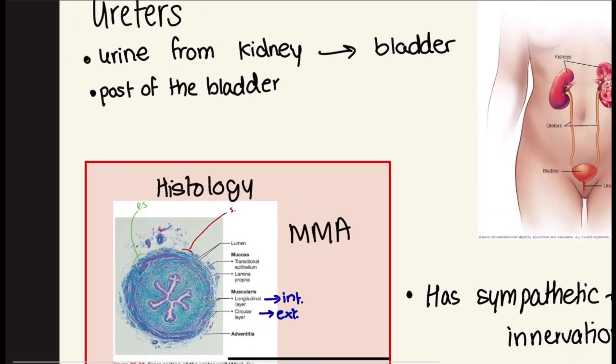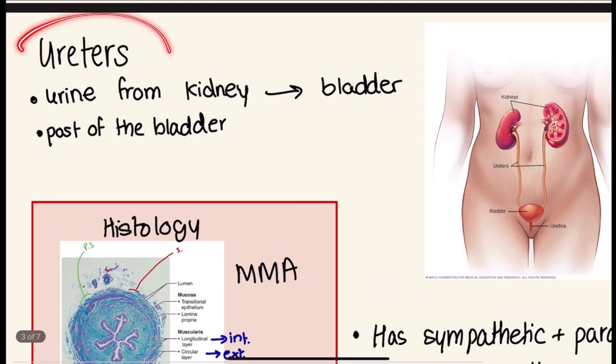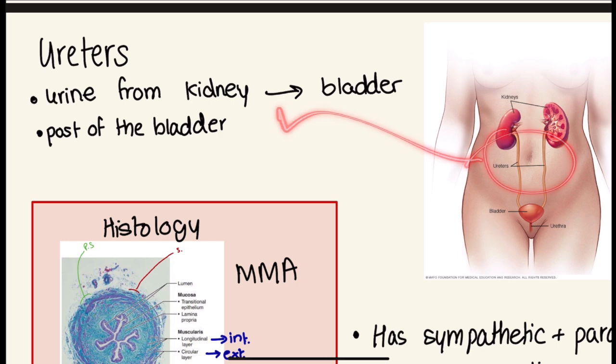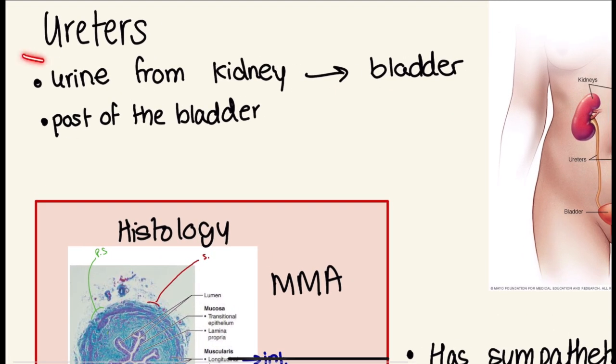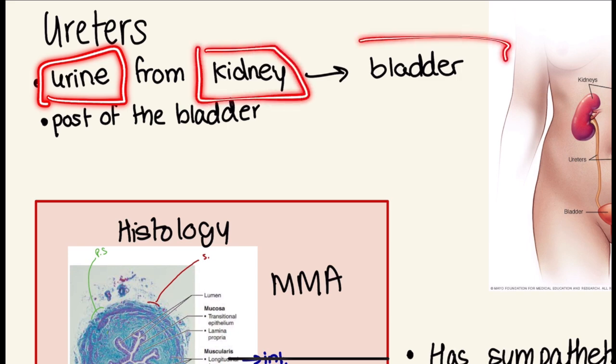Okay, now let's actually look at some structures, right? So ureters. Let's first look at the function, then we're going to identify where they are. Because in anatomy and physiology, you have to look at the function, and the structure itself would tell you the function, right? So, okay, what's the purpose of ureters? They would transport urine from the kidneys to the bladder.